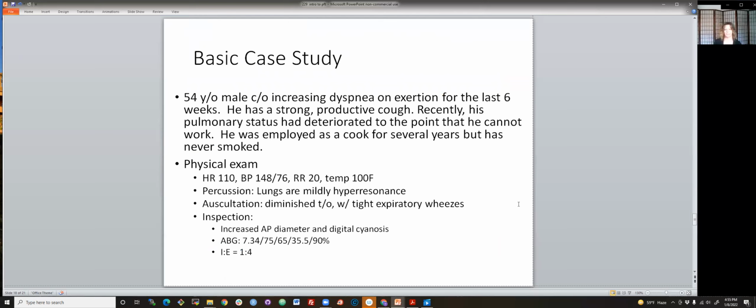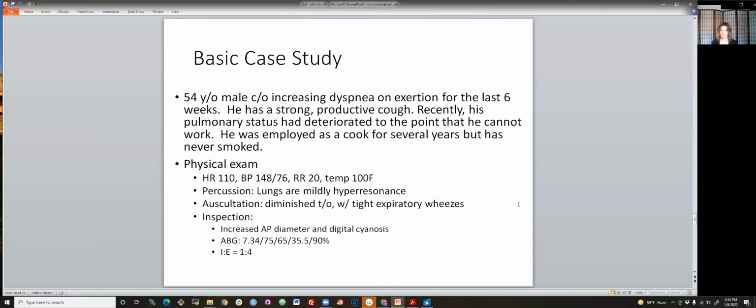So let's do a case study. This is a 54-year-old man who's complaining of increasing dyspnea upon exertion for the last 6 weeks. Sorry for the typo, I will fix that. He has a strong productive cough. Recently, his pulmonary status has deteriorated to the point that he cannot work. He was employed as a cook for several years, but has never smoked. Upon physical exam, his heart rate is 110, BP is 148/76, respiratory rate is 20, and his temp is 100.